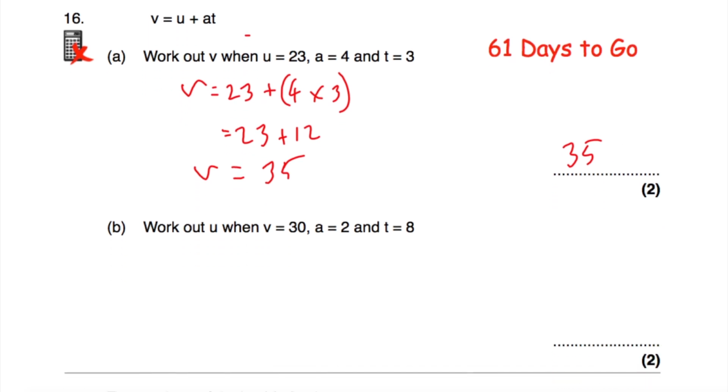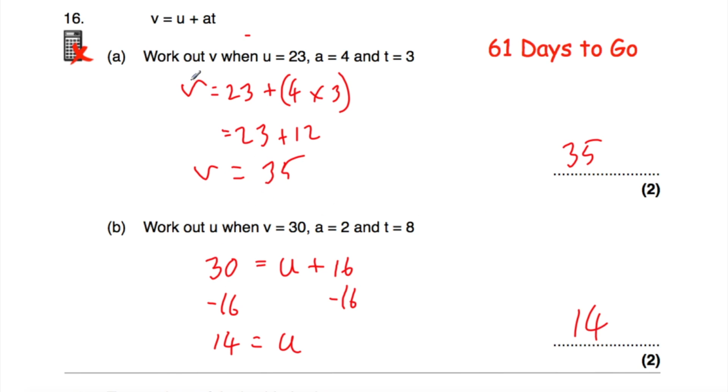Okay, next, we've been told that V is equal to 30, so we've got 30 is equal to U, which is what we're trying to find, plus AT, and A is equal to 2, and T is equal to 8. 2 times 8 is equal to 16, so AT would be 16. And then if we just take away 16 from both sides, we get that 14 is equal to U, so U is 14. And if you got that, well done.